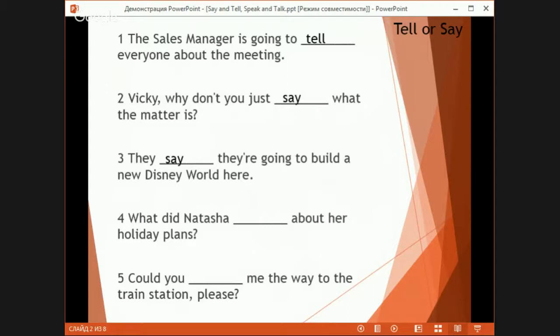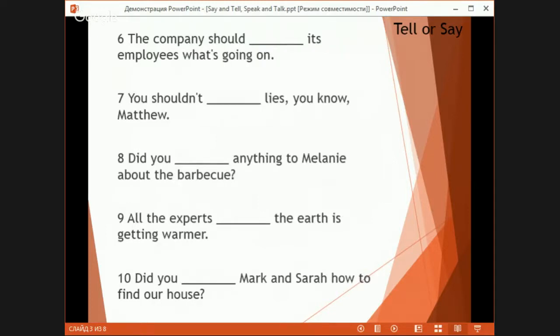After say, we have here direct objects, they are going, and we don't say whom, so tell is not possible to use. What did Natasha tell about her holiday plans? Like information, focus on information. Could you tell me? We have here me, so for sure we need to use tell because we say whom. The way to the train station. Next, please. Again, tell or say.